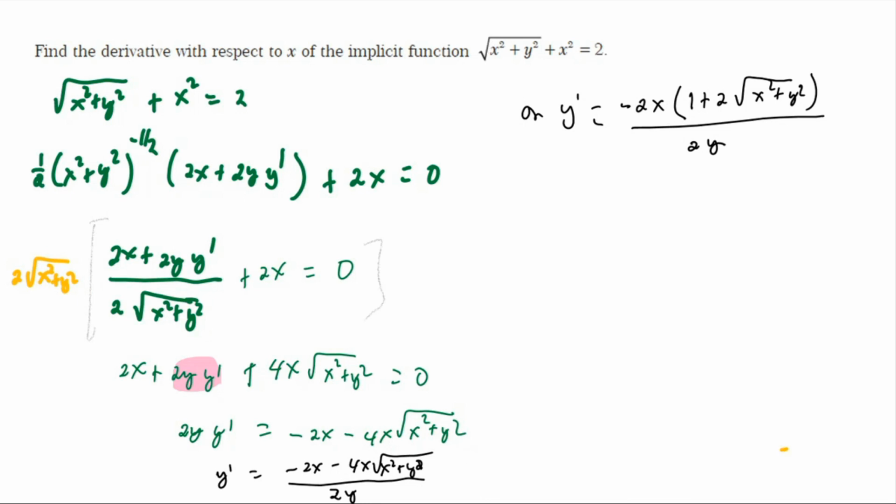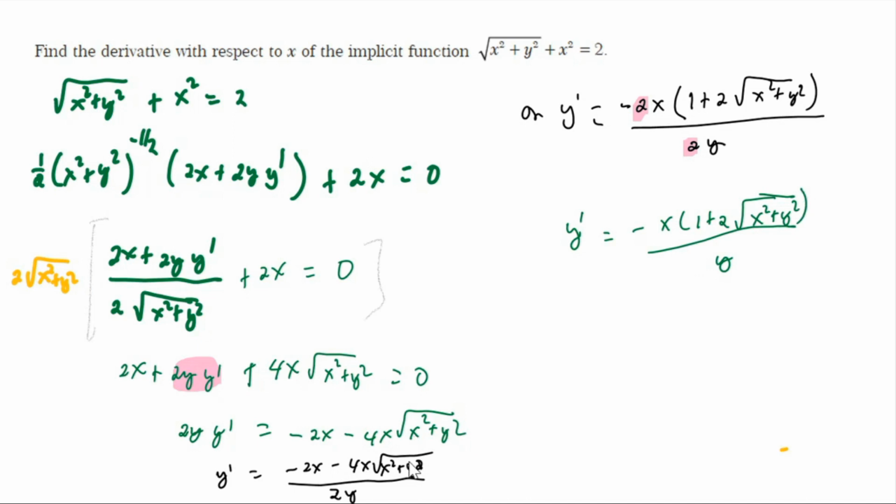Now, we could see that there is something to be cancelled, which is the 2. Therefore, we can simplify it further. We have now y prime is equal to the negative of x times 1 plus 2 square root of x squared plus y squared all over y.